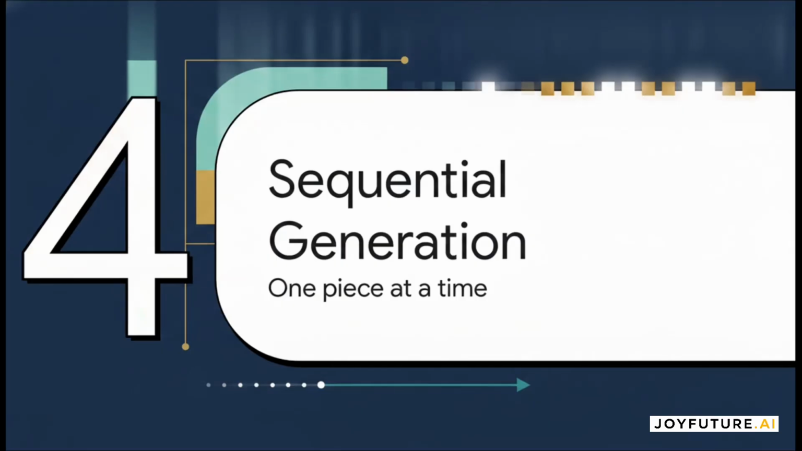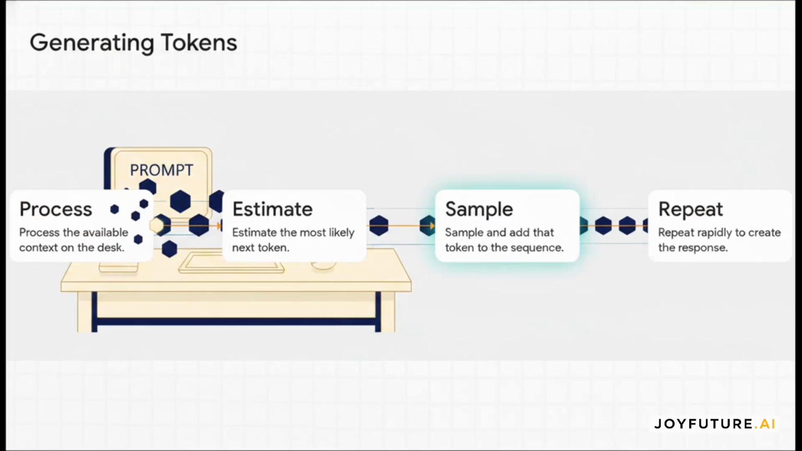Section 4, Step 3, Sequential Generation. This is how it creates the answer one piece at a time. So we know how it reads input and where it holds it. Let's look at how it actually generates a response. Let's walk through this carefully, step by step.